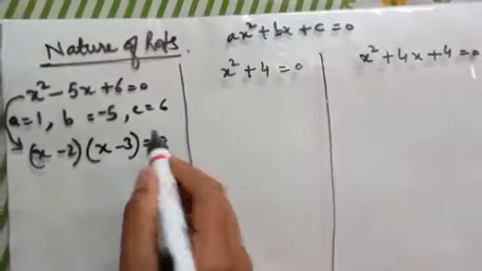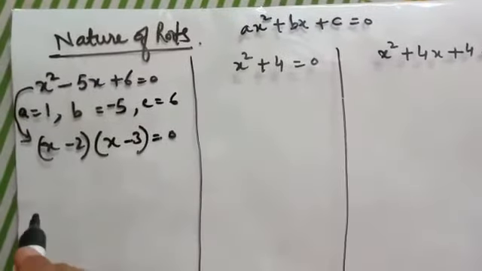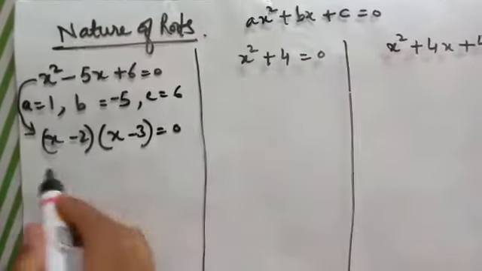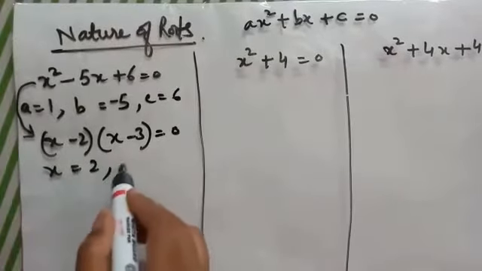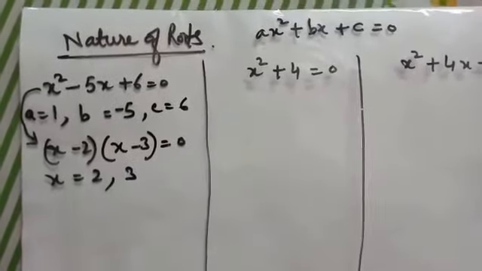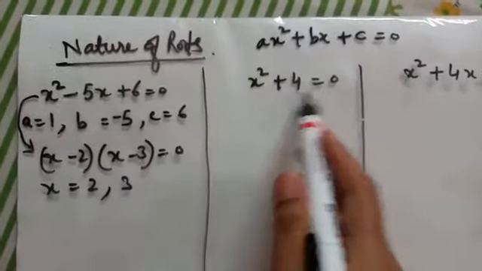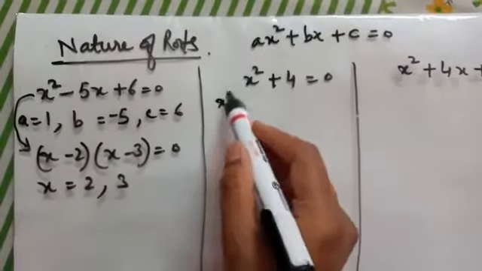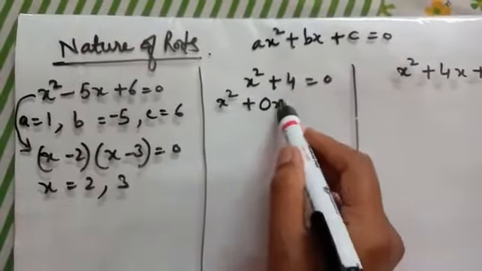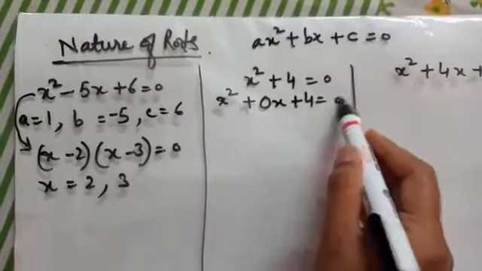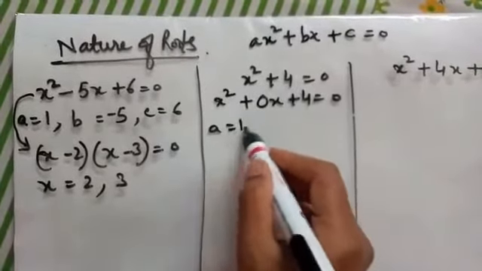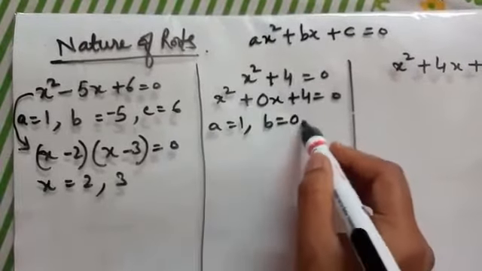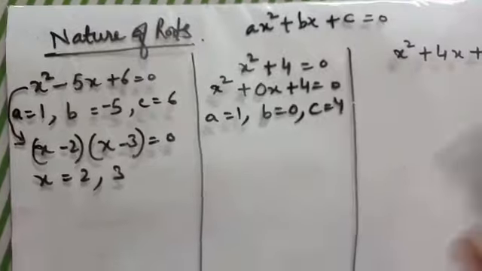You can use your splitting of the middle term. You will get this. So the value of x is equal to 2 comma 3. Now if we have to find out a, b and c here, again you compare. Now I can write x square plus 0x plus 4 is equal to 0. So the value of a is equal to 1, b is equal to 0 and c is equal to 4.